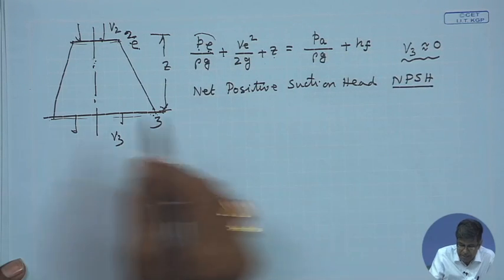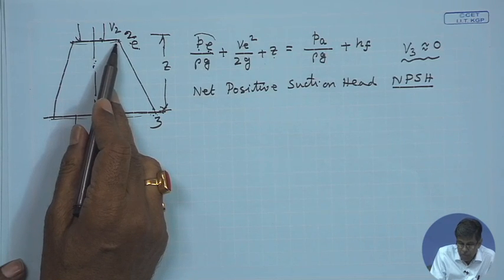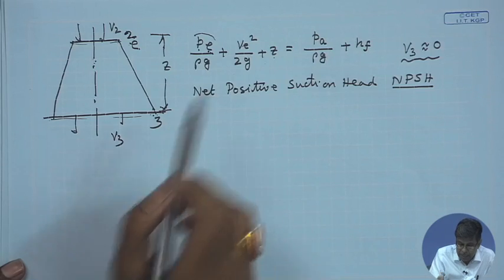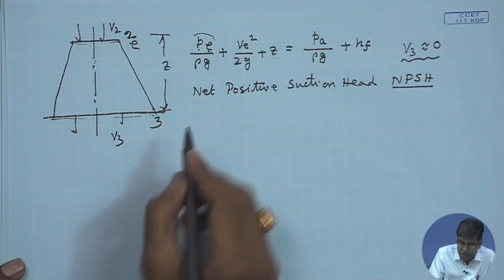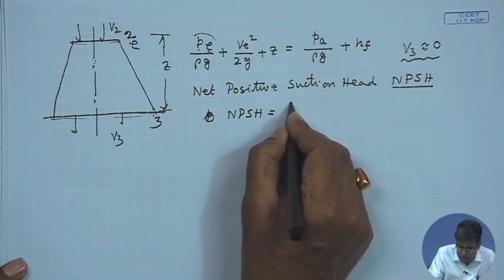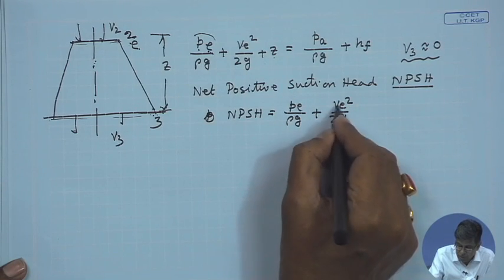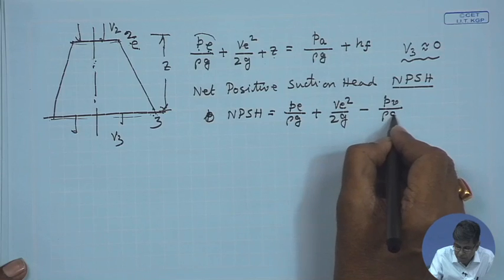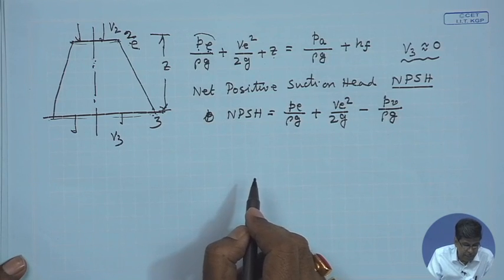NPSH, which is defined as the available suction head at the inlet to the draft tube, the total available suction head inclusive of the dynamic head, that is, the pressure head and the dynamic head over the vapor pressure head. That means NPSH is equal to P E by rho g plus the dynamic head, over the static head corresponding to the vapor pressure. So, this is defined as net positive suction head.